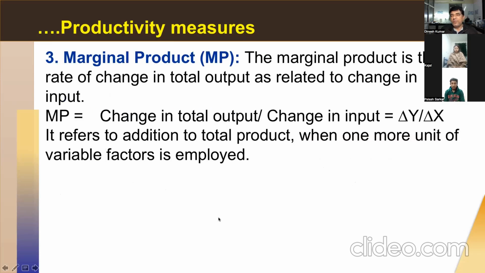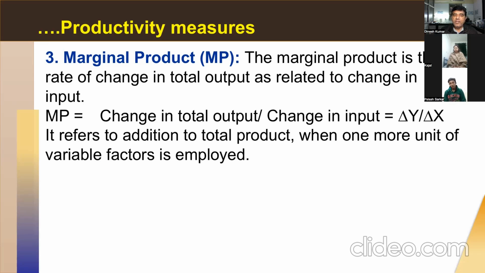Marginal product, like you have average product, total product, you have marginal product. Marginal product is the rate of change in total output as related to change in input. Means if I make a unit change in input, how many units change is there in output? That is called as marginal product. So MP is change in total output divided by change in input, so delta Y upon delta X.